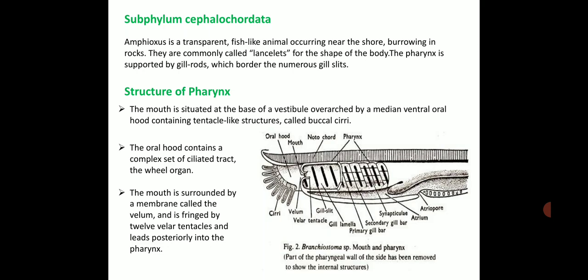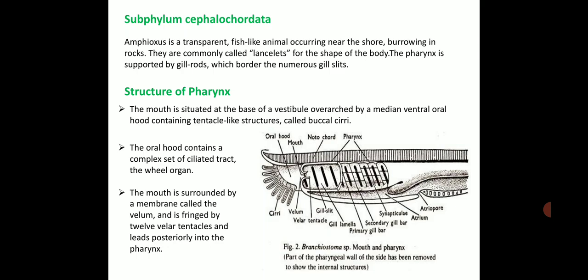Amphioxus is a transparent fish-like animal occurring near the shore. It seems to be burrowing in the rocks and is commonly known as lancelet for the shape of its body. The pharynx is supported by gill rods bordered with numerous gill slits.